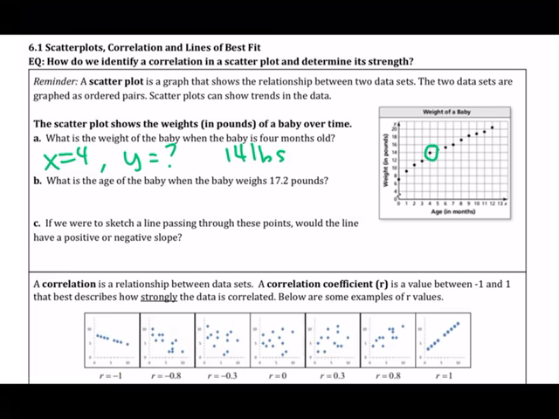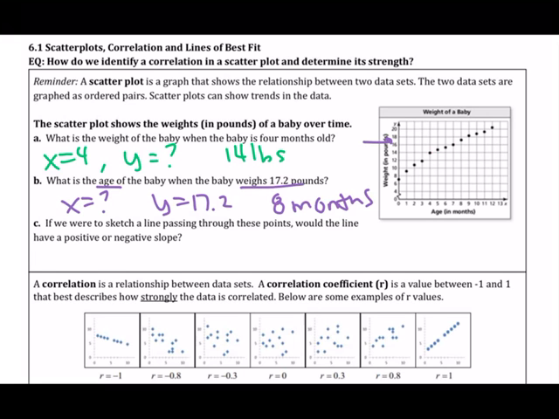Question B is asking what age, so that's asking us for what is our x, what is the age of the baby when it weighs 17.2 pounds? So when y is 17.2, what is x? So I'm going to look on the y-axis. 17 is going to be somewhere between 18 and 16. So that looks like this data point right here. What is the x at that data point? X is going to be 8 months. 8 months old.